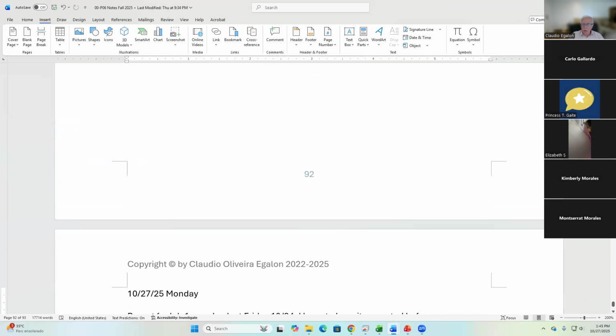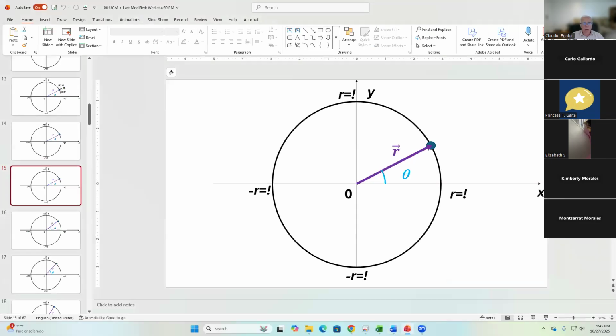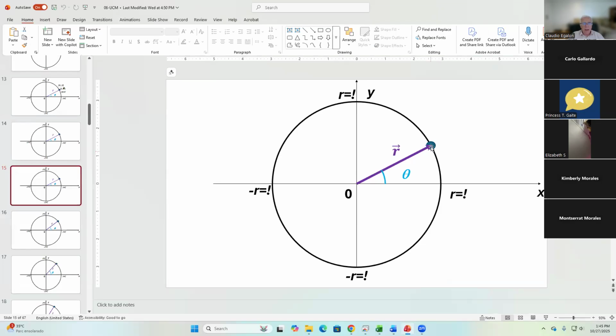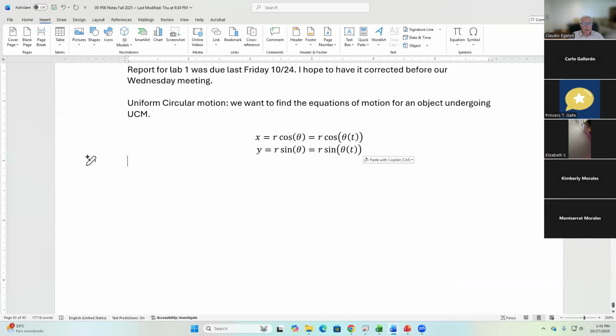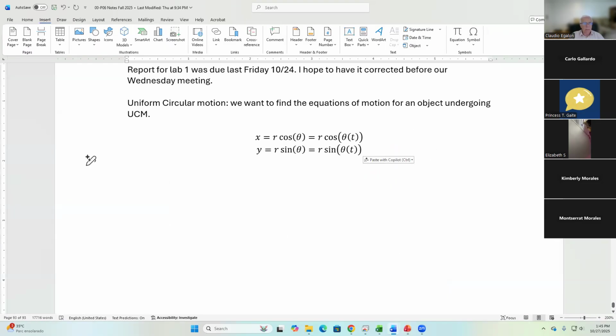It is rather straightforward. All you have to do is make a drawing of your object undergoing uniform circular motion right in here. Okay. The x component of this position vector is going to be r cosine of theta, and the y component is going to be r sine of theta. R cosine of theta, r sine of theta. Okay?